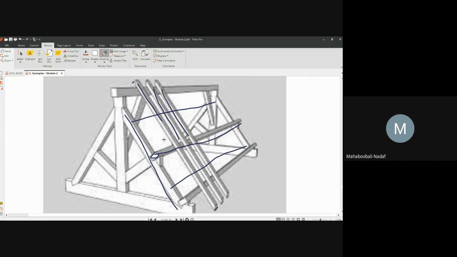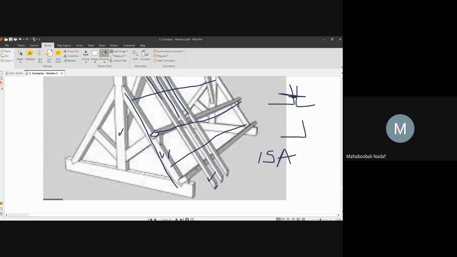All the members are generally made up of ISA, Indian Standard Angle, of different sizes. Some may be single ISA, which are normal. Some may be double ISA, two angles joined back to back. One ISA means only one angle, placed like this. So like this it is there.